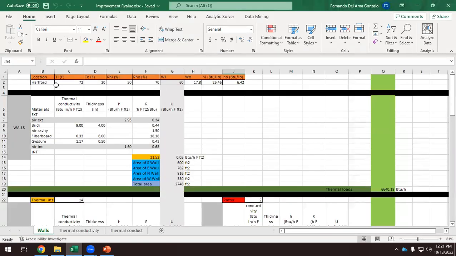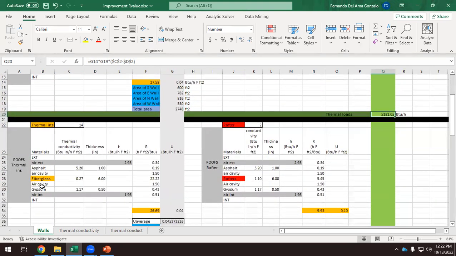And now in this Excel file, we don't have to find the location. We don't have to find indoor and outdoor temperatures. This is the same. But in the wall, we have to change the thickness of the wall. So if by default you have 6 inches, now you have 8. And if you have 8 inches, here you have the total thermal loads with 8 inches of thermal insulation. Okay, quite easy. We only have to change this cell. We have the same materials, but we have 2 more inches of thermal insulation.